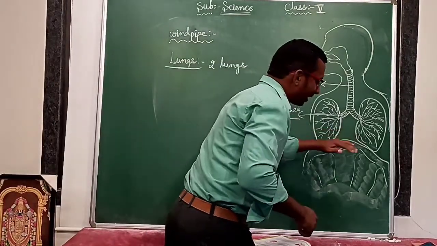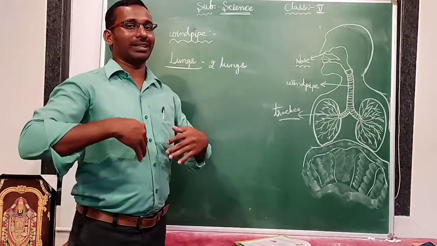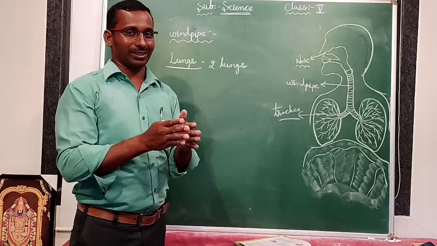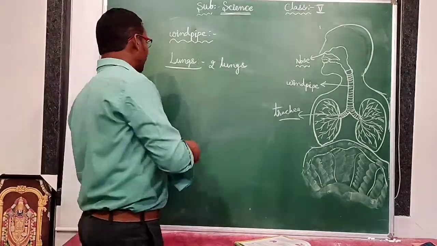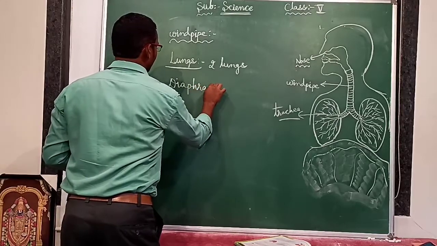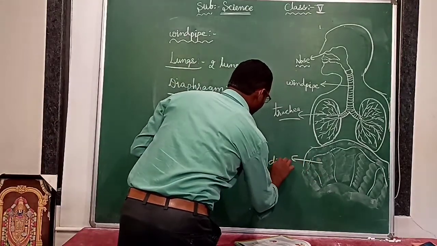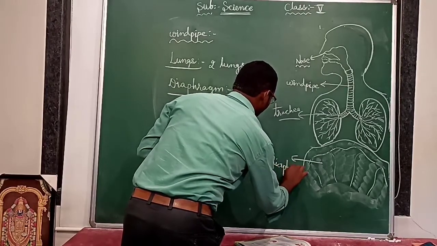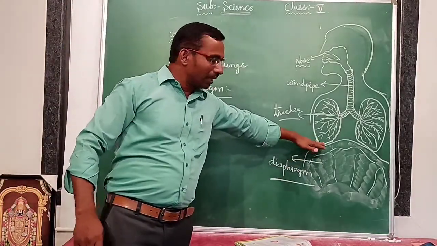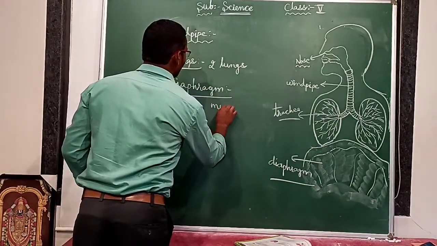But how are these lungs expanding and contracting? When we take air, the lungs expand. When we release air outside, our lungs contract. But how is it happening? The last part is the diaphragm. So with the help of the diaphragm, this is the diaphragm. Okay? On the downside of the lungs, the diaphragm is there. This diaphragm is made up of muscle.